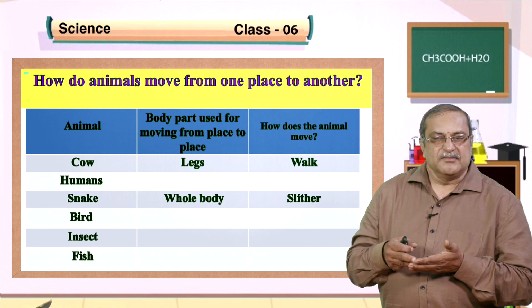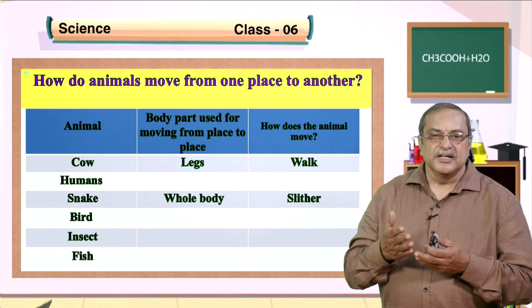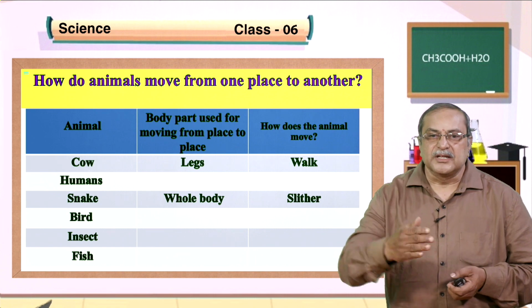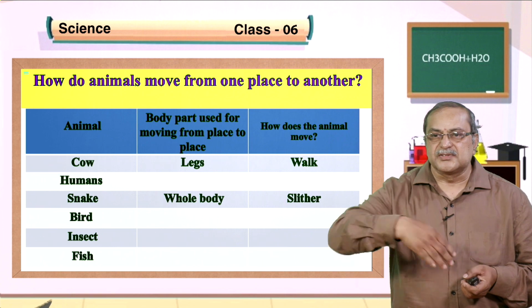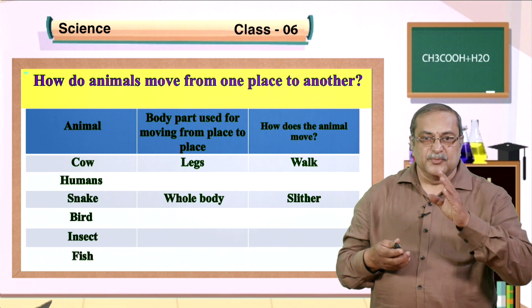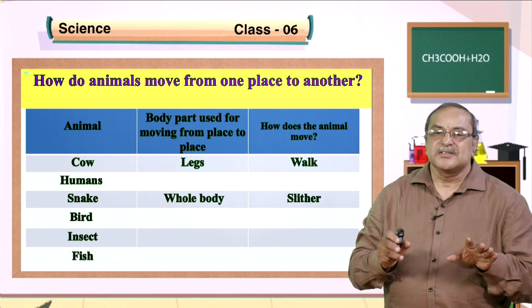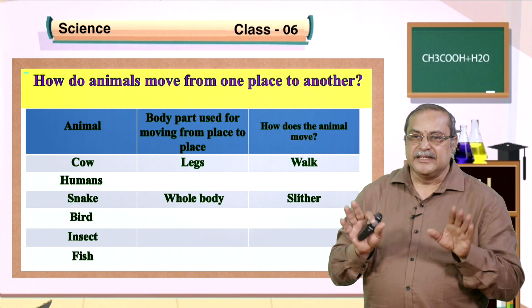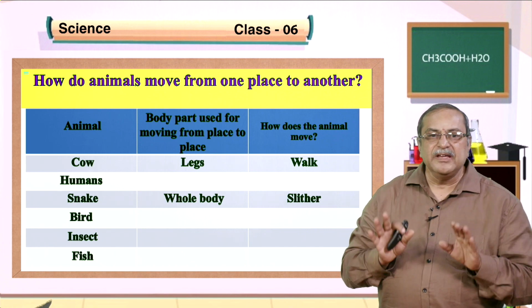Snake. Have you seen the snake? They don't have any legs. So they will move by crawling. That is called slither, what we say. The entire body will twist like this and start moving. That's called slithering. That is the type of movement, slither. A bird will use wings for flying, isn't it? For movement, they will fly with the help of wings.